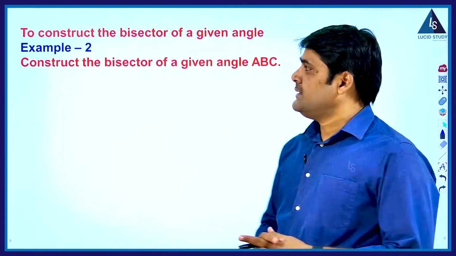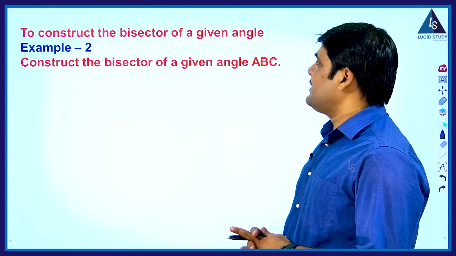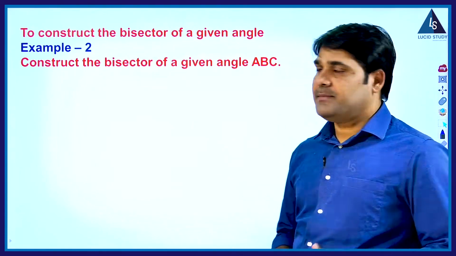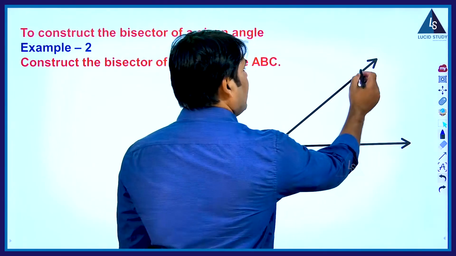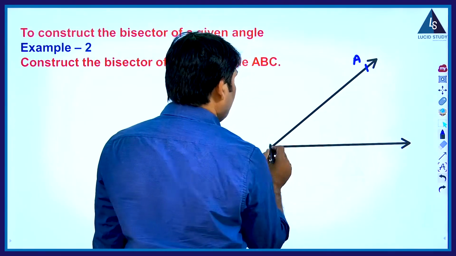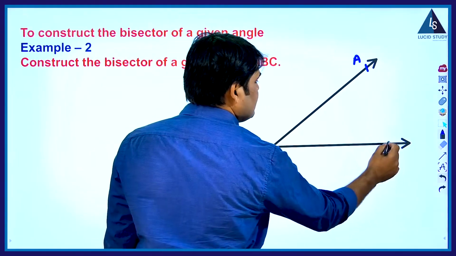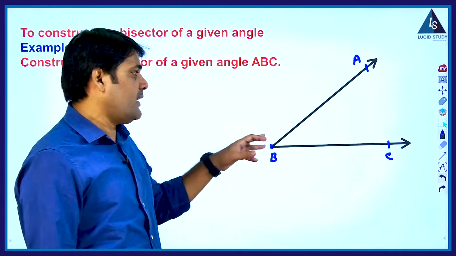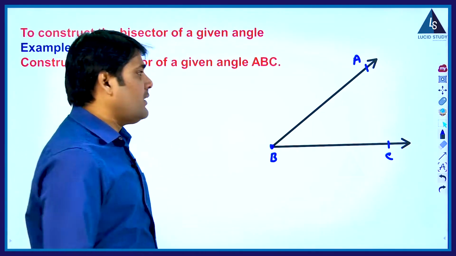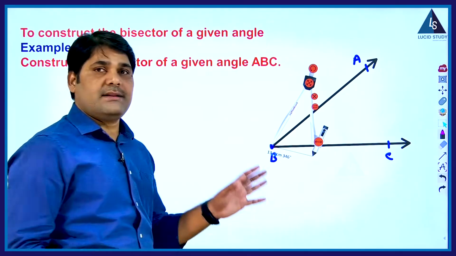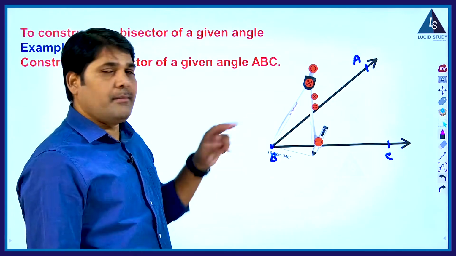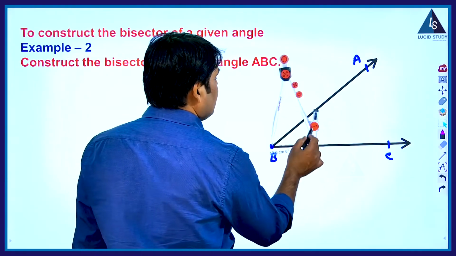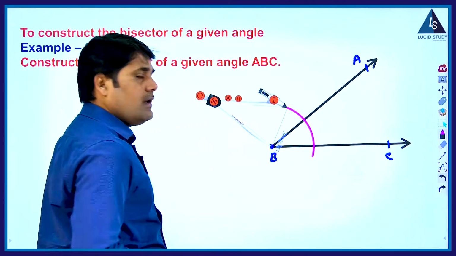Okay. Next, construct the bisector of a given angle. We know that already, so let us prove it again. Let us take an angle and name it ABC. Now we need to construct the angle bisector for this angle. To do that, let us take the compass, take B, the vertex of the angle, as the center. Now construct an arc, here.